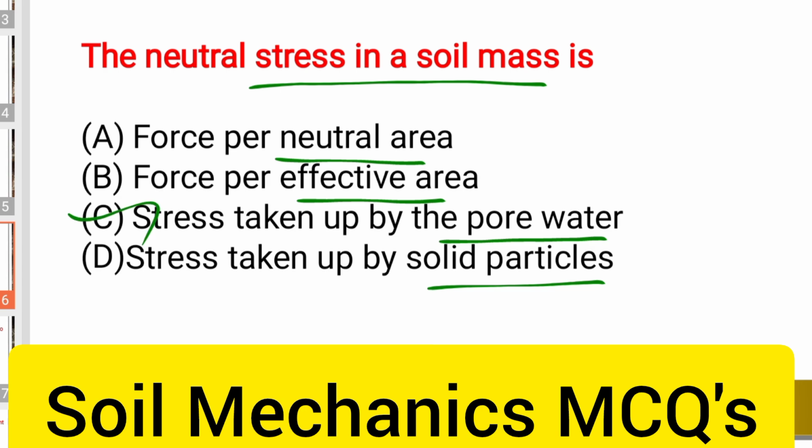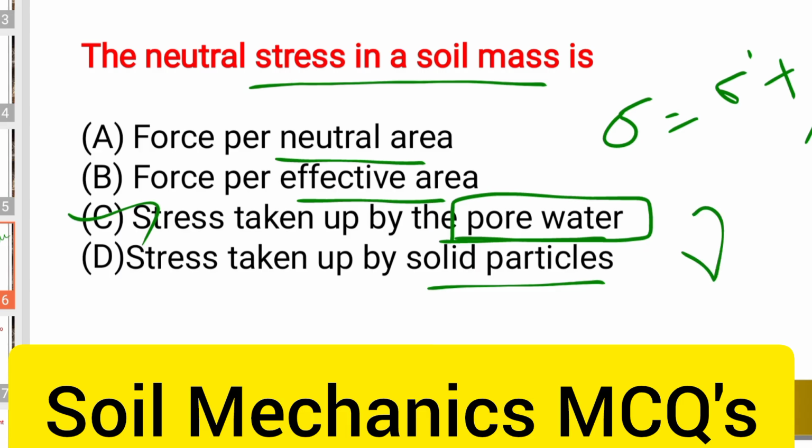So sigma, the total stress, equals effective stress plus pore water pressure, that is neutral pressure. So the neutral pressure is the stress taken by the pore water. That is gamma W into the height, the thickness of the soil layer.